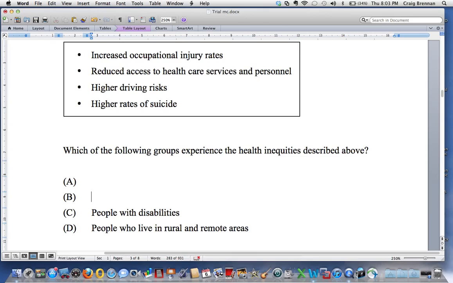People with a disability, I don't know about occupational injuries. I don't know about driving risks. So again, I'd be taking that one out. And for me, the easy one was people living in rural and remote areas. A lot of farm work, a lot of mining, occupational injuries, their location, access to healthcare, driving risks and rates of suicide because of the loneliness, being isolated, and the poor roads and all these issues and the maintenance of the cars. So number 10, D is the correct answer there.